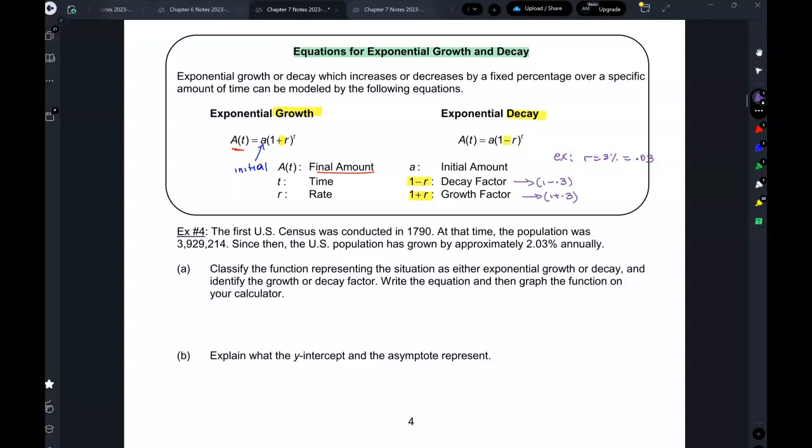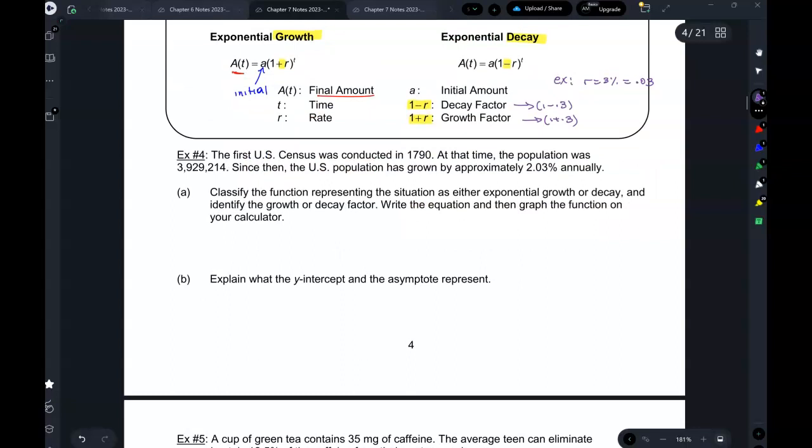Yeah. So let's take a look here. Okay, so take a look. Let's do some examples and you'll see what we are talking about. So the first US census was conducted in 1790. At that time, the population was 3 million and so on. Since then, the US population has grown by approximately 2.03% annually. Okay? Classify the function representing the situation as either exponential growth or decay. So what do you guys think? Is this growth or decay? Growth. So this is exponential growth.